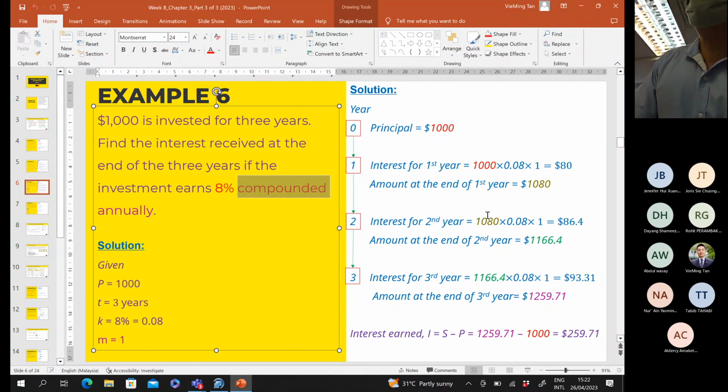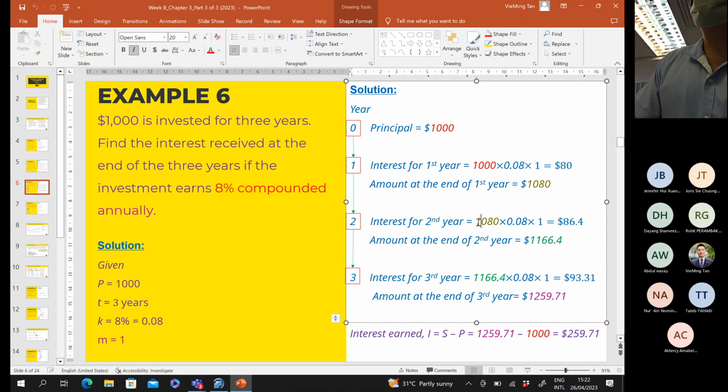So the year 2 interest earned is 1,080 multiply 8%, multiply 1 year. So it's equal to $86.40. Can you understand this part? Do you know the reason why we have to use 1,080 and no longer 1,000? Because for compound interest, the interest earned is based on the principal and also the interest earned from year 1. Okay, right? So that means the accumulated amount at the end of year 2 is equal to this value now.